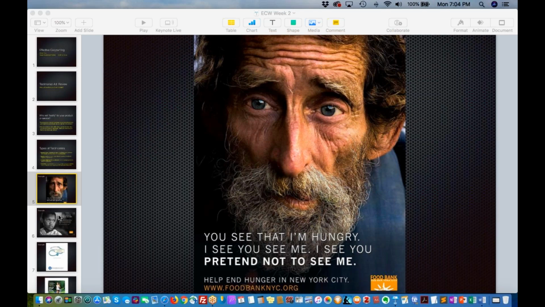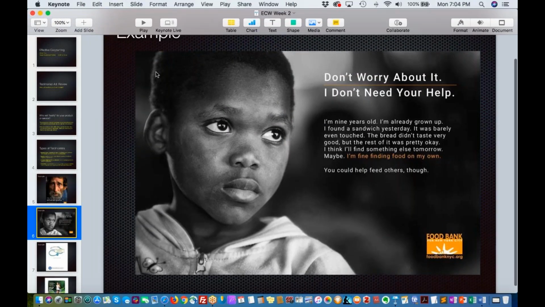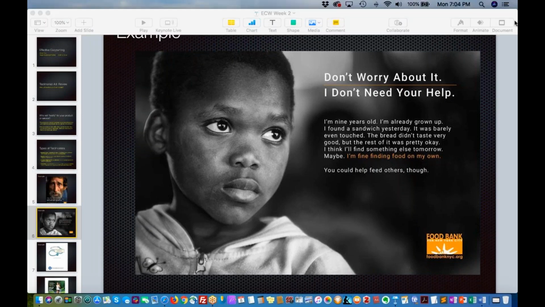So that's one example. And then another type of ad that uses a young person tells a story. I think the body copy here is really important. The headline and subhead work together. Don't worry about me, I don't need your help.